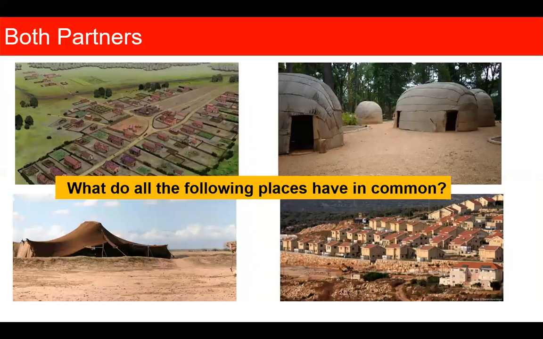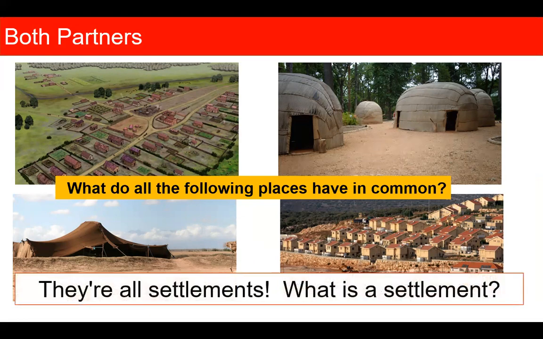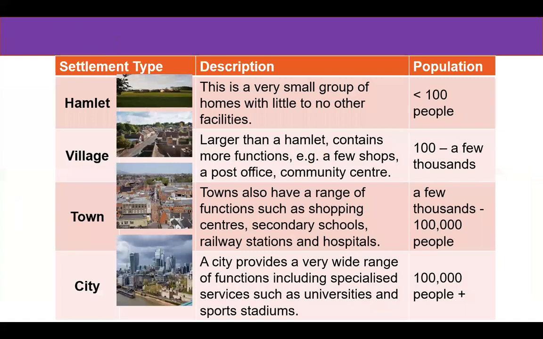So have a good look at all 4 pictures. What do you think they all have in common? Well, hopefully you're right. They're all settlements. But what is a settlement? Well, there are 4 different types of settlements. You've got a hamlet, a village, a town, and a city.